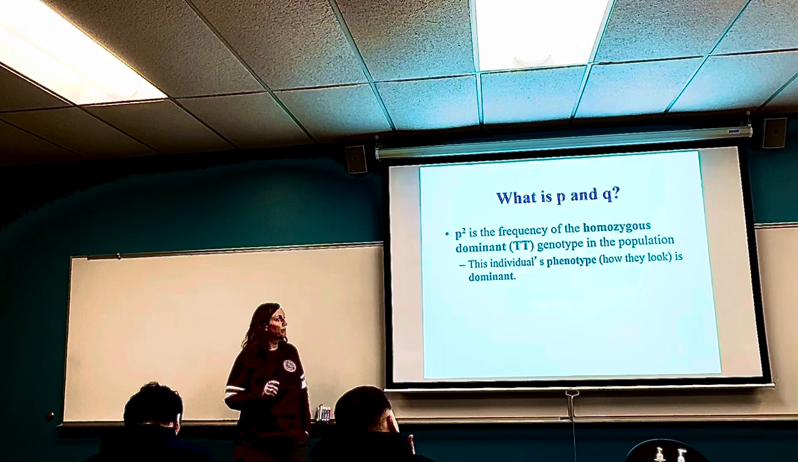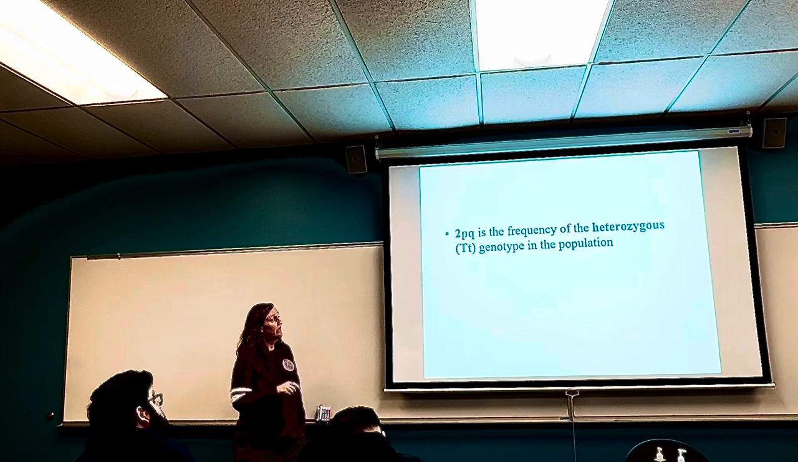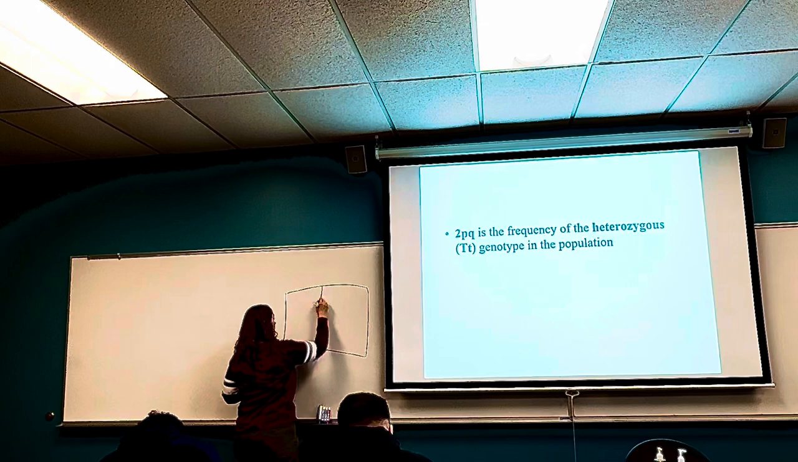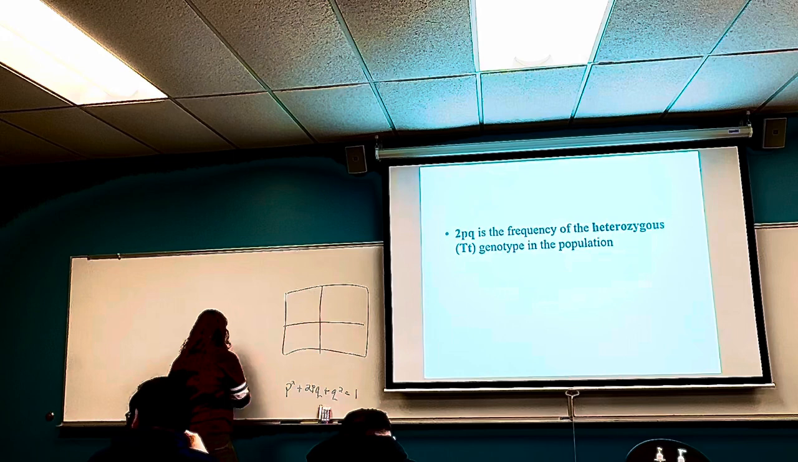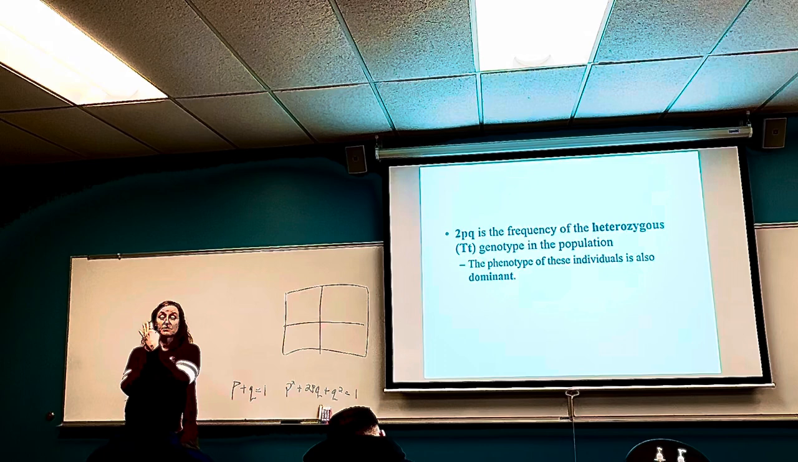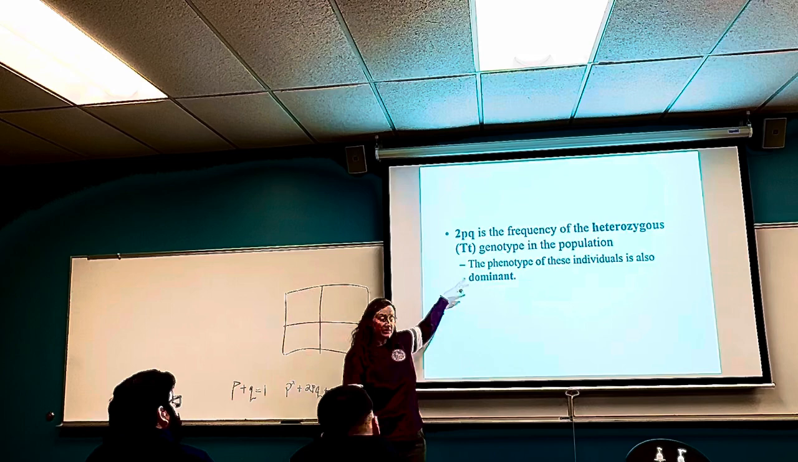Let's take a look at 2pq. 2pq is the frequency of the heterozygous, because you have one of each kind of allele, or two different alleles. Heterozygous is big T, little t, two different alleles. These individuals still look dominant. The big T masks the presence of the little t. They look the same as the homozygous dominant. They're both tall. This one is not a mix of tall and short. The short gene is masked.